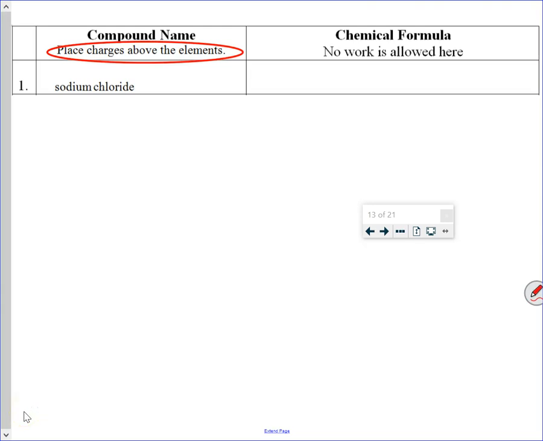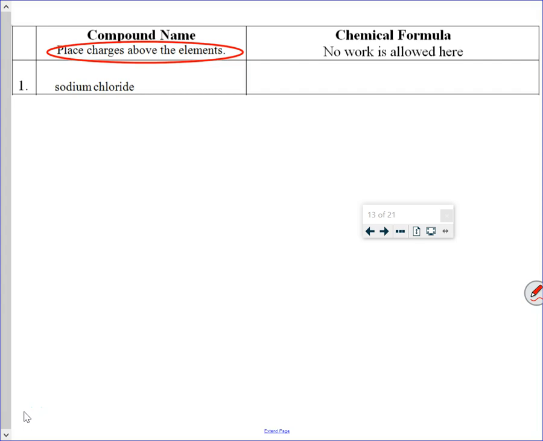Hi guys, today we are talking about the 65s in Unit 1. This is formula writing. Up until this point, we have been talking about writing names for formulas. Today we're flipping it, and we'll be writing formulas based upon the name. So I am in the 65s. Please follow along if you're watching this video.